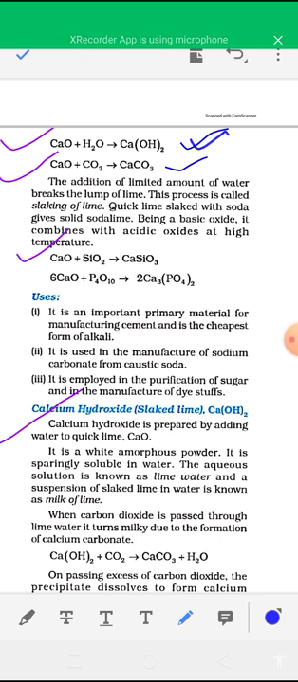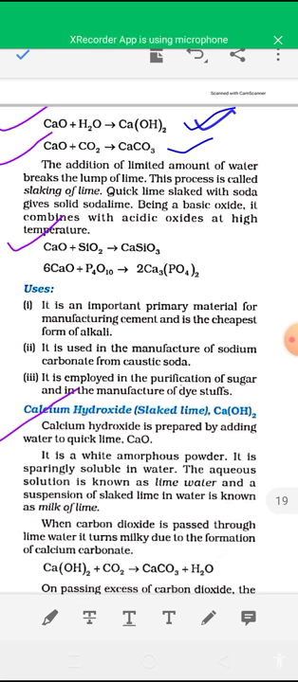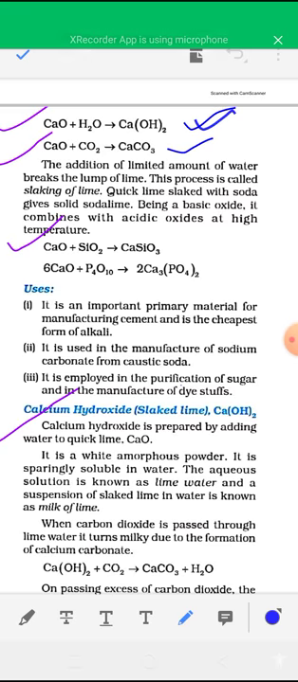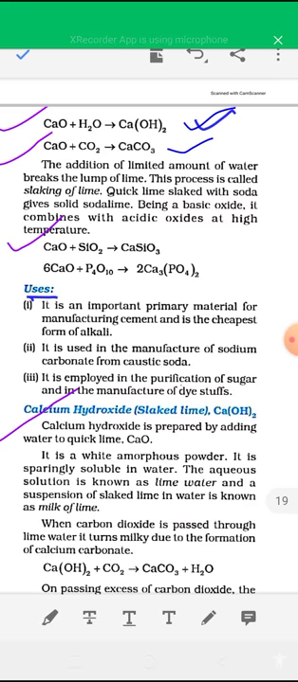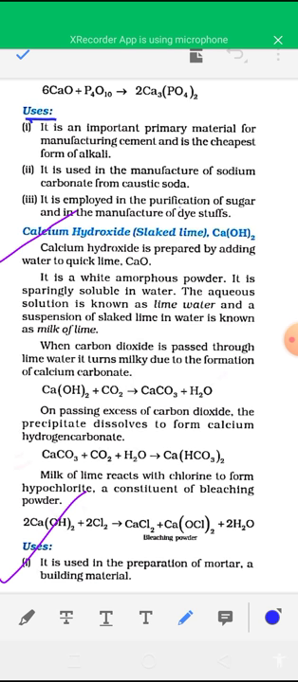Now see the reactions of calcium oxide. When it reacts with water, it will produce calcium hydroxide, slake lime. When calcium oxide reacts with carbon dioxide, it will produce calcium carbonate. When calcium oxide reacts with silicate, it will produce calcium silicate. Okay, so these are the common chemical properties of calcium oxide. Now see the use of calcium oxide: it is an important primary material for manufacturing cement and is the cheapest form of all forms of alkali. It is used in the manufacture of sodium carbonate from caustic soda.